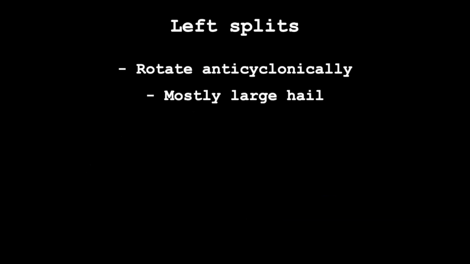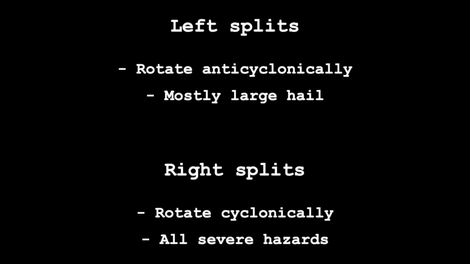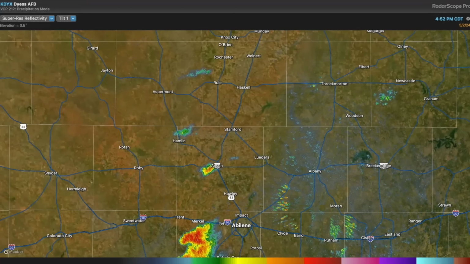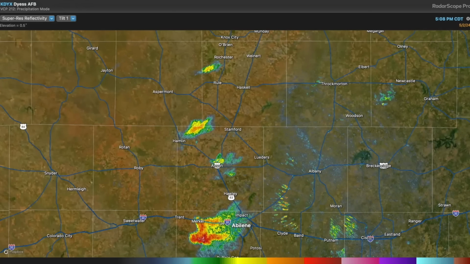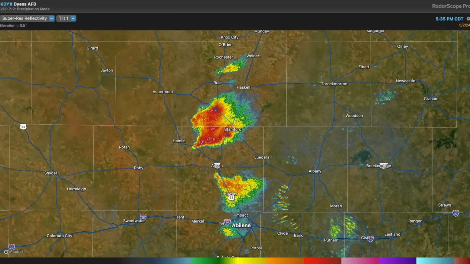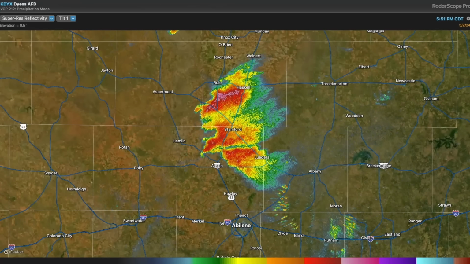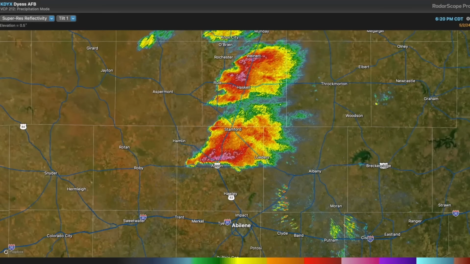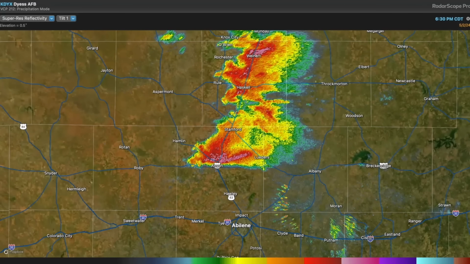In supercell environments, left movers take on anticyclonic or clockwise rotation and tend to produce mostly large hail, while right movers rotate cyclonically or counterclockwise and can produce all severe hazards, including tornadoes. Storm splits often occur in the early portion of the convective life cycle thanks to the physics and dynamics intrinsic to supercells. Oftentimes, left splits will die off while right splits intensify. However, in certain environments, left splits are favored and can become robust, even more so than right splits.